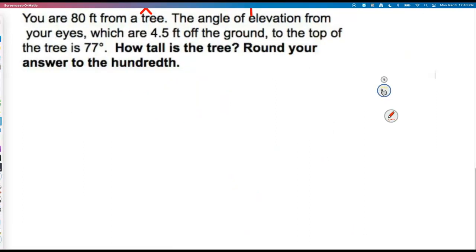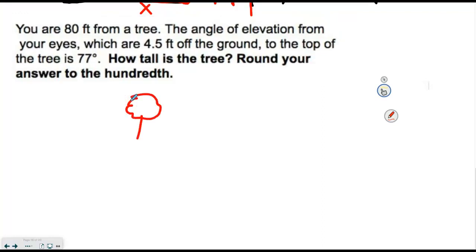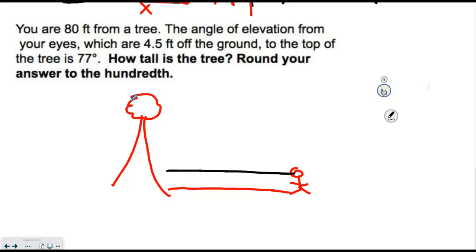So we're going to start over. I'm 80 feet from a tree. Tree, here you are. Me over here, 80 feet from the tree. It says the angle of elevation from my eyes, so I'm going at eye level. I'm going to go horizontal with my eyes. The angle of elevation to the tree is 77 degrees. Okay, so that's the angle of elevation. So I'm right in that triangle to the top of the tree.